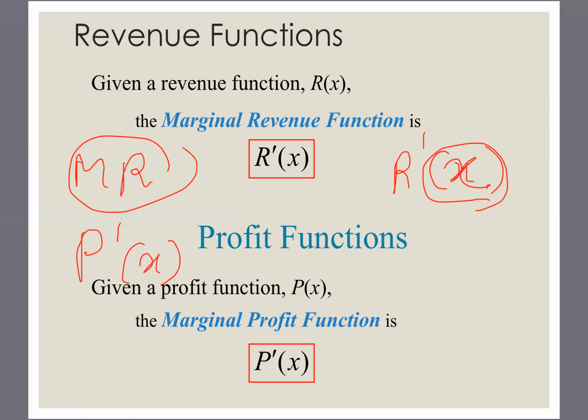And profit, if we use P for profit, then marginal profit is P dash x. If we use another letter for profit, then we use that for marginal profit. Because sometimes P we also use to represent the demand function, right? So at that time, we have to use another letter for the profit, so it can be changed.